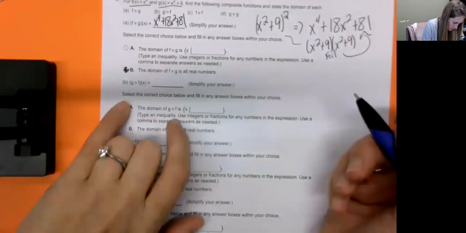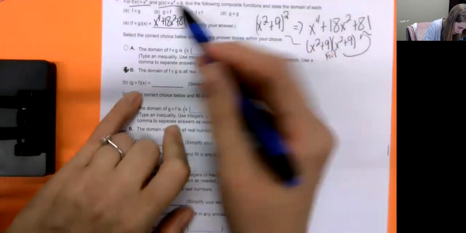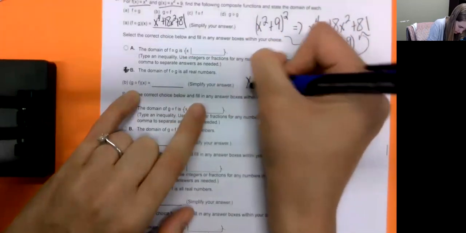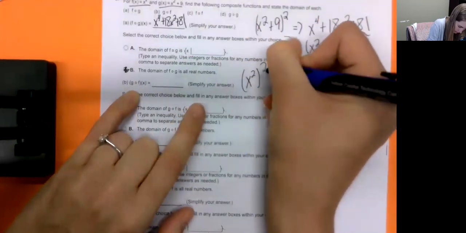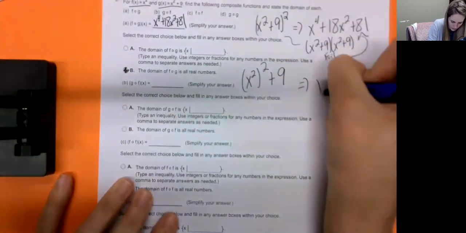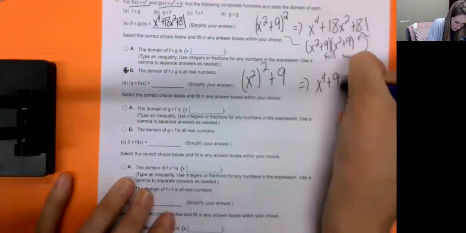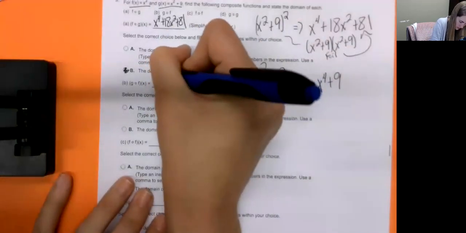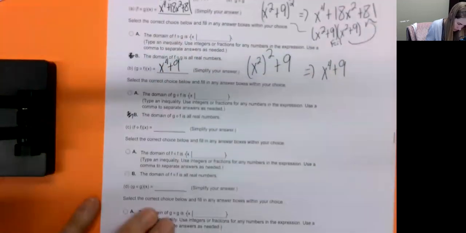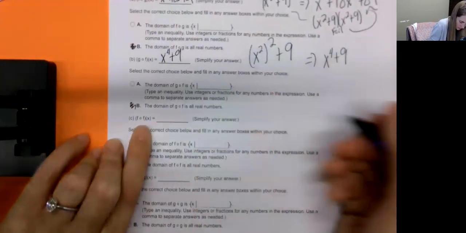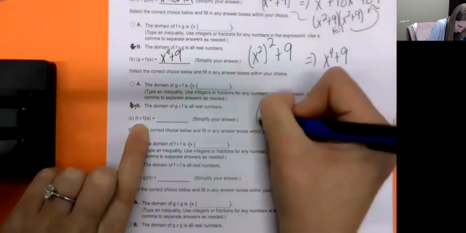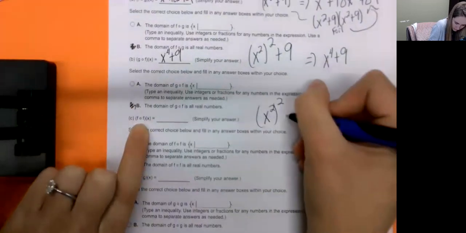Now we're going to substitute the f function into our g function, so x squared squared plus 9. So this one would be x to the 4th plus 9. That one wasn't bad. All real numbers. F of x, so we'd have x squared squared.